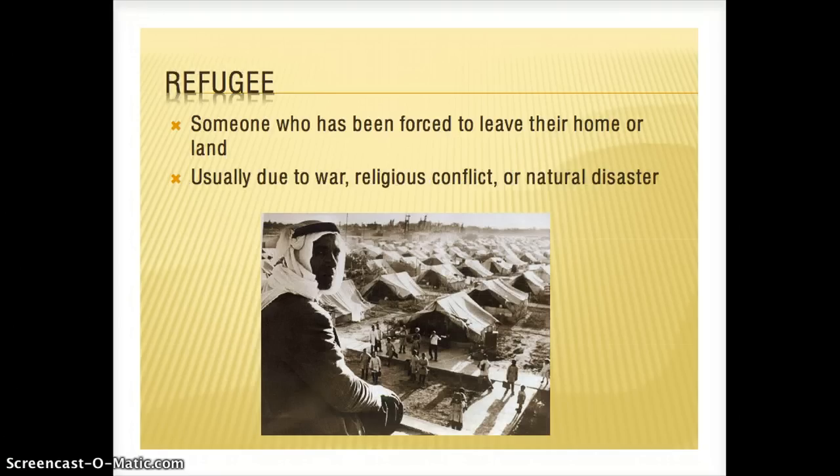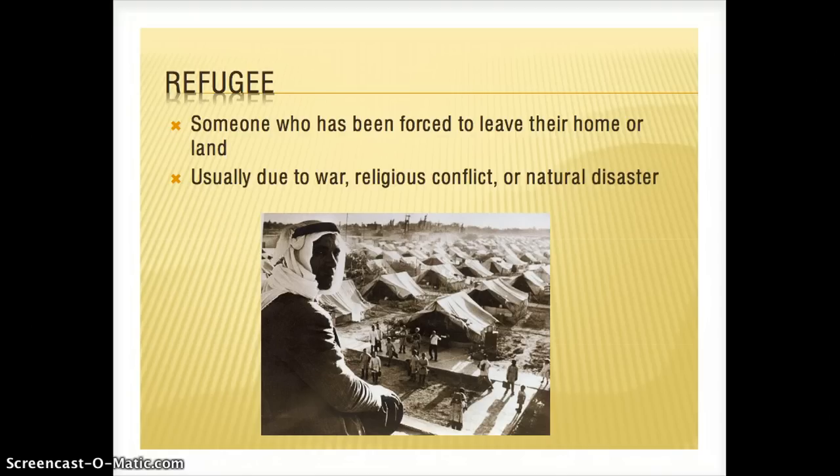Refugee. A lot of times you hear refugee used with a natural disaster, so there'll be refugees of a hurricane or war or whatever, and here it's the latter case of war. A refugee is someone who has been forced to leave their home or land, usually, as it says here, because of war, religious conflict, or natural disaster.